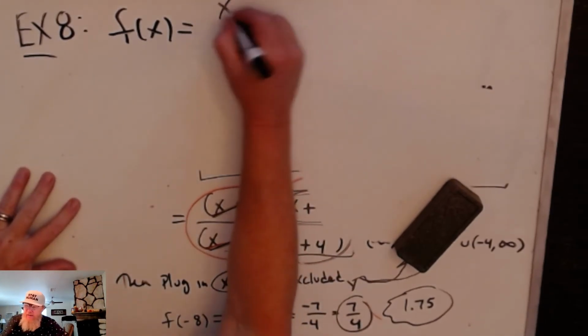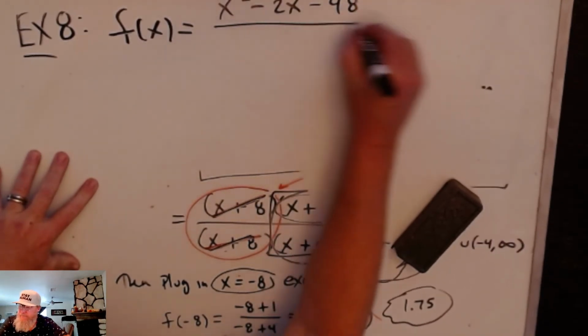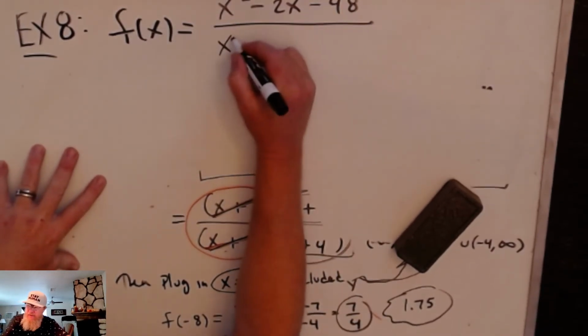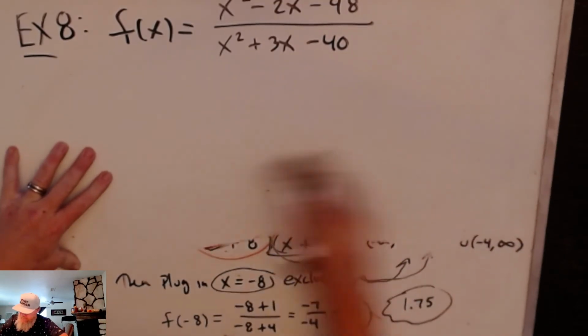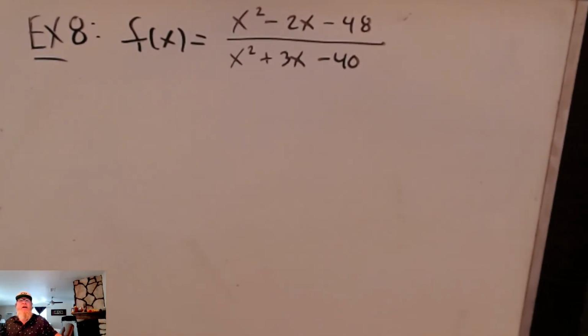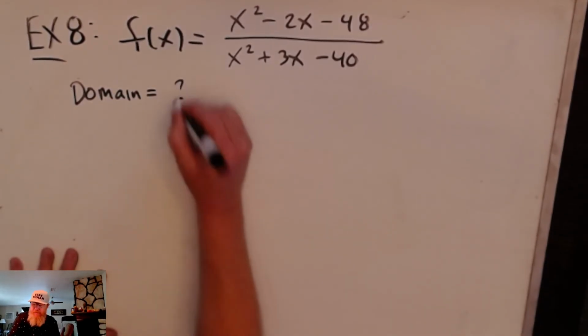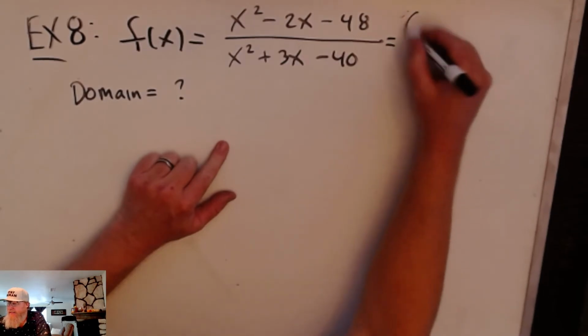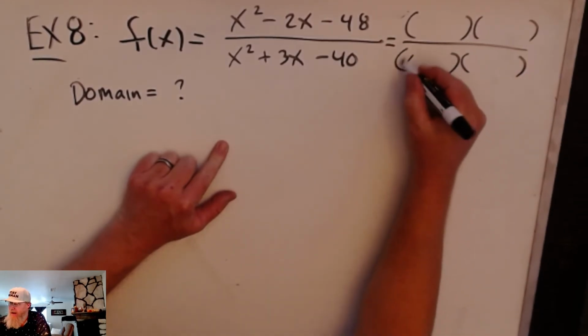So we get x squared minus 2x minus 48 over x squared plus 3x minus 40. And let's see. In fact, let's do the whole shebang here because I'm running out of time. Let's answer every question that we possibly can. All right? Everything that we've learned kind of in this one thing. So let's go for domain. Let's do that first. You might as well factor this out. Let's get started with the factoring.